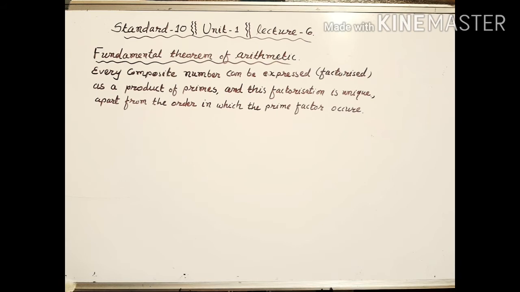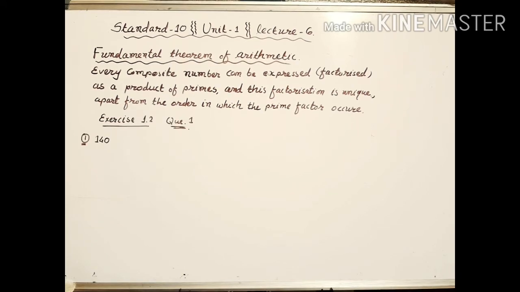Here we learn about the fundamental theorem of arithmetic. It says that every composite number can be expressed, or you can say factorized, as a product of primes, and this factorization is unique apart from the order in which the prime factors occur. To understand this theorem, let us learn some examples.